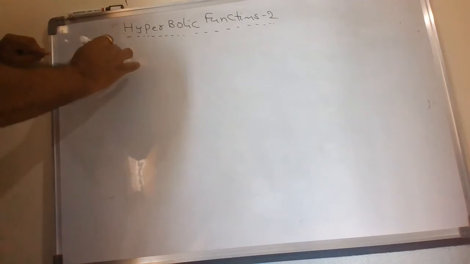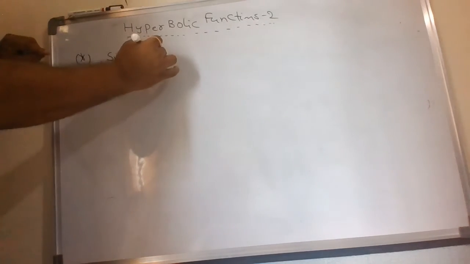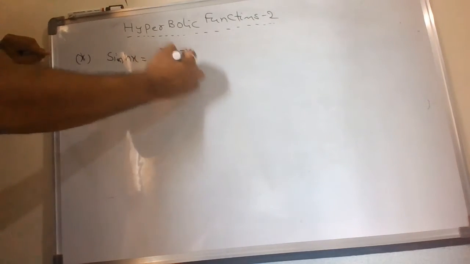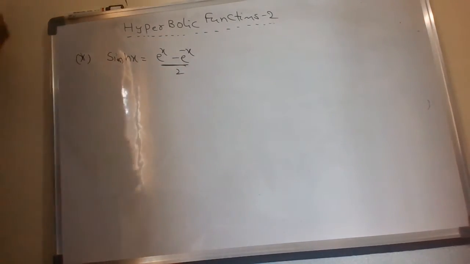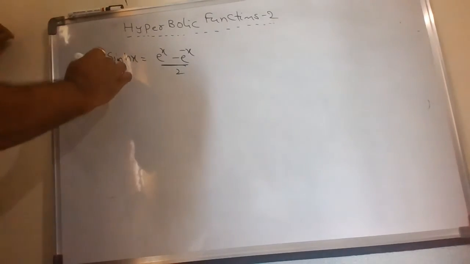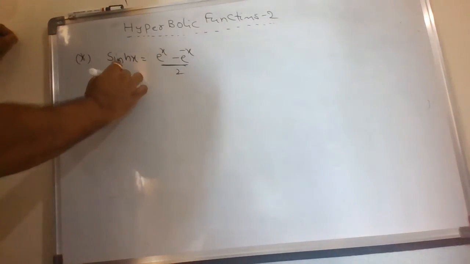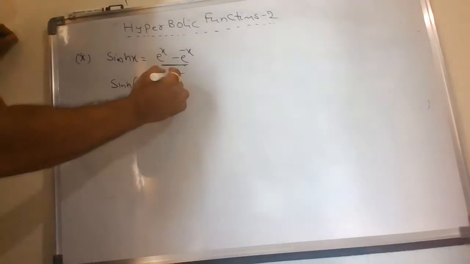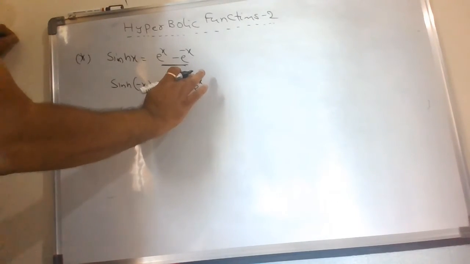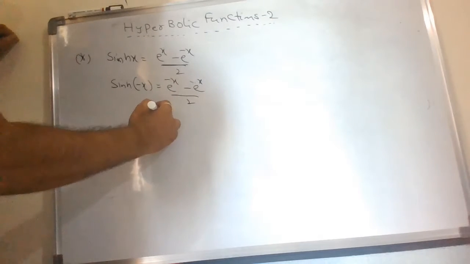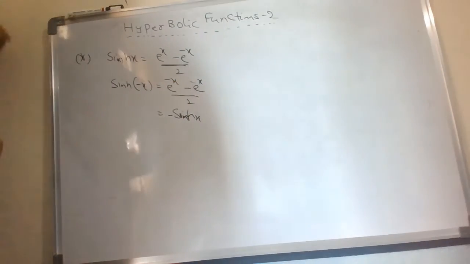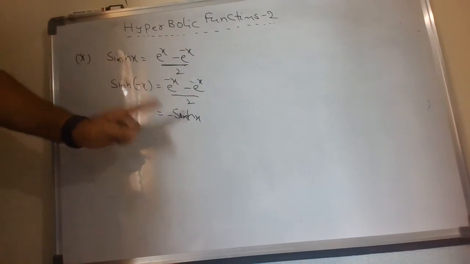As you know, the sine hyperbolic function is equal to e to the power x minus e to the power minus x, divided by 2. So it is the difference of these two divided by 2. I am checking for the symmetry, so I replace x by negative x. Sinh of negative x is equal to e to the power negative x minus e to the power positive x, the whole divided by 2. If I take minus common, I get minus sine hyperbolic function. So sinh of minus x will be minus sinh x.